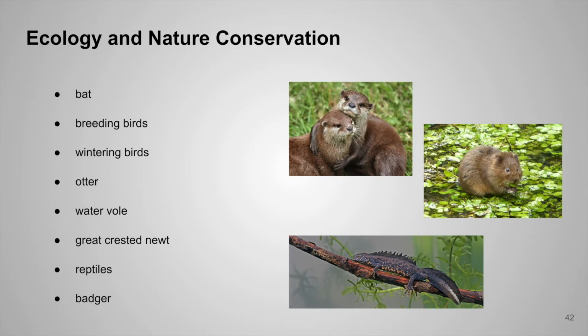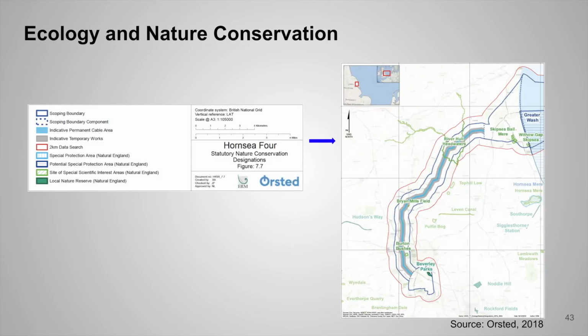Ecology and nature conservation. In the Hornsea 4 onshore area, there is the presence of at least 8 protected species. These are bat, breeding bird, wintering bird, otter, water vole, great crested newt, reptiles, and badger. This image represents the statutory ecological designations within 1 kilometer of the onshore scoping boundary. As we can see, this area includes some sites of special scientific interest and even a local nature reserve.